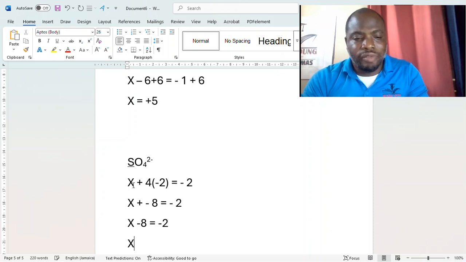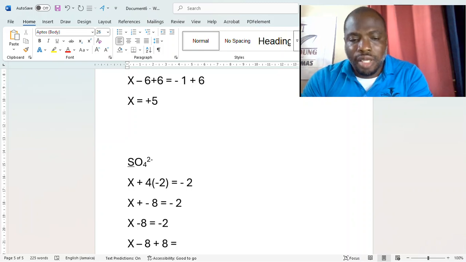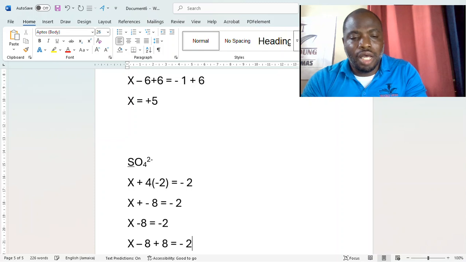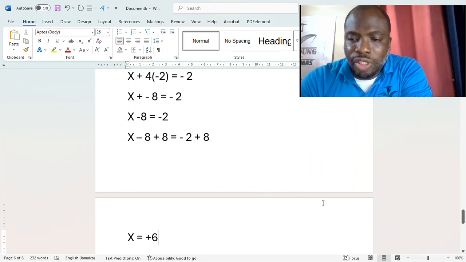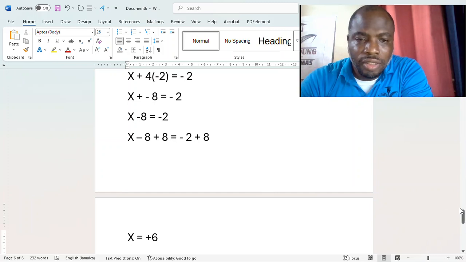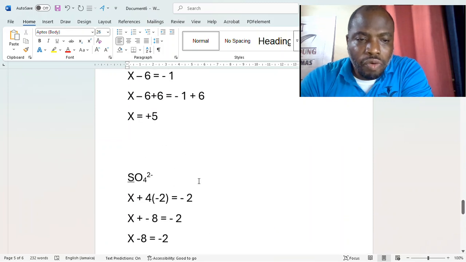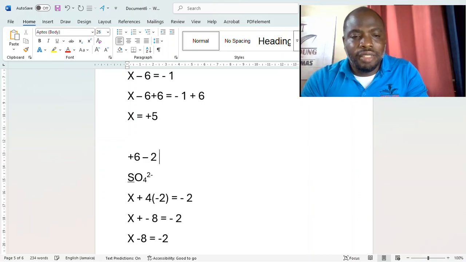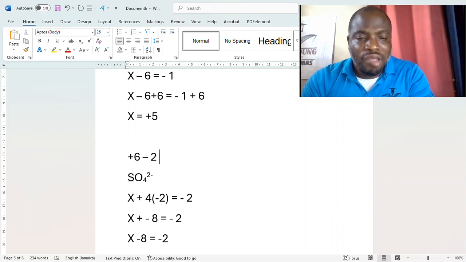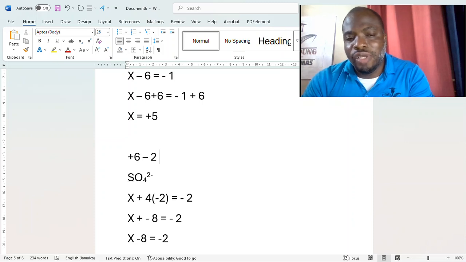We want to get x by itself, so we say x minus 8 plus 8, and of course, whatever we do to one side, we have to do to the other. So we have to plus 8 on this side, which leaves us x equal to positive 6. And if we check it, let's go back. So we know the sulfur is a positive 6. We know each oxygen is a negative 2. We have 4 of them. So technically it's a -8, and as we said before, if you really want to backtrack, the +6 plus a -8 equal to -2.